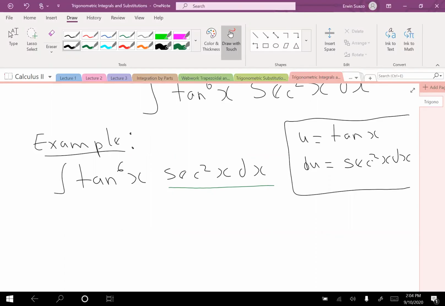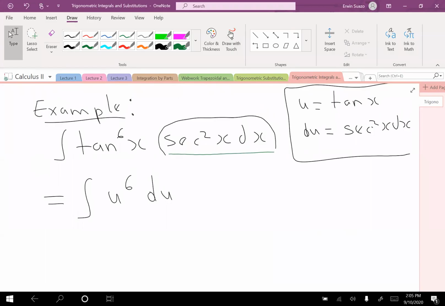So let's try this one. We have tangent, so it looks natural to try u equals tangent, and the derivative of tangent is secant square. So that might look like it's gonna work. So we replace. We got u equals tangent. So what do I get here in my substitution? U to the 6, and then secant squared x dx is du.